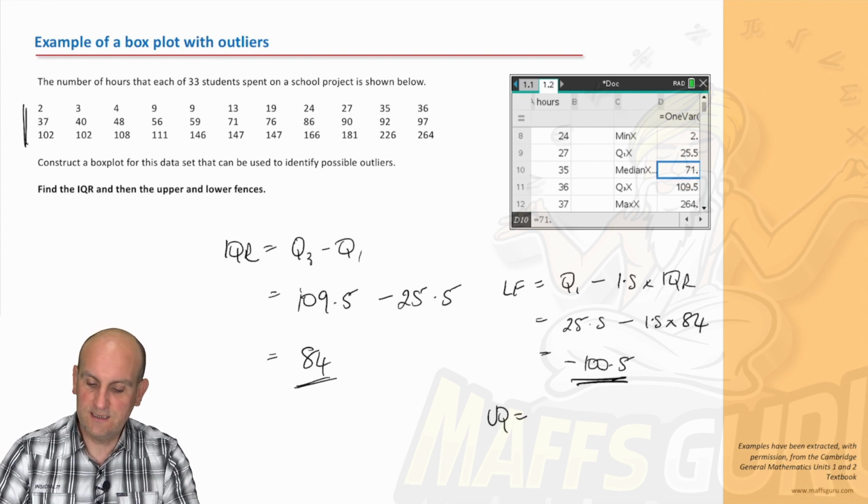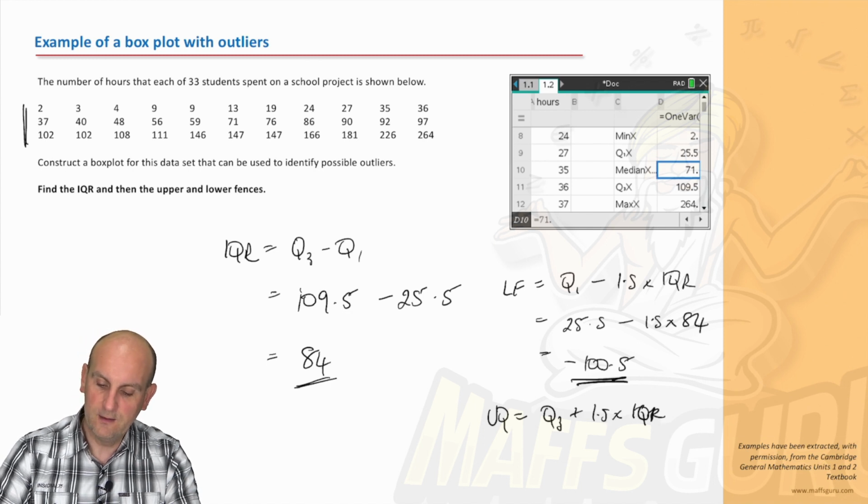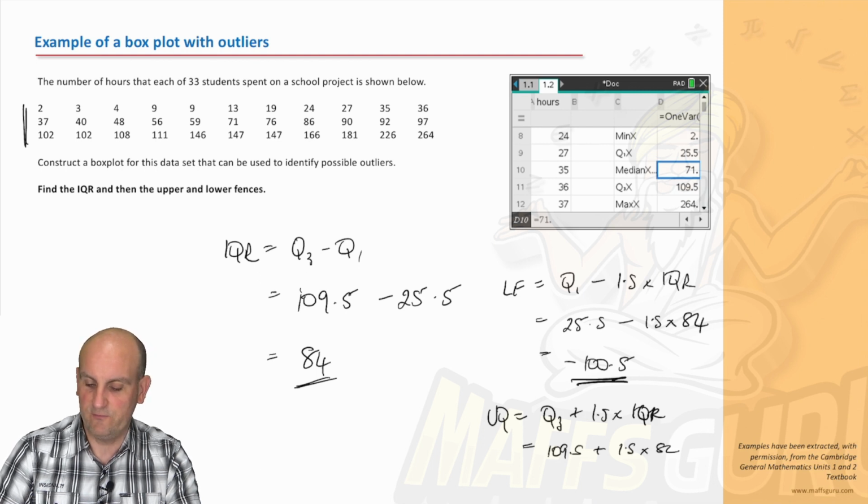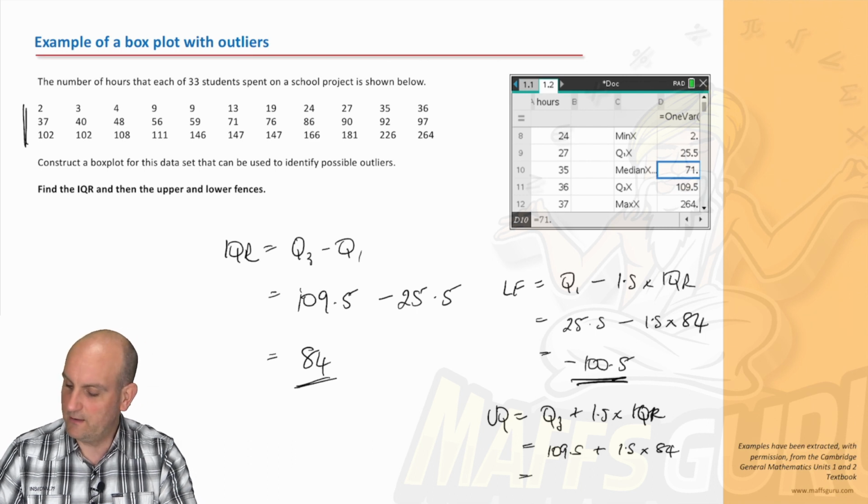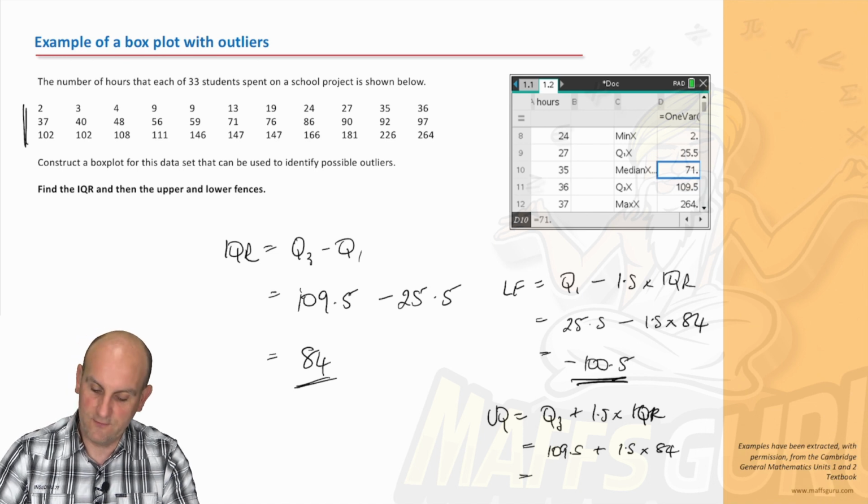My upper fence is going to give me Q3 plus 1.5 times the IQR. So what's my value of Q3? It's 109.5. I'm going to add on to that 1.5 times 84. Again, put this into my calculator: 109.5 plus 1.5 times 84 gives me 235.5.